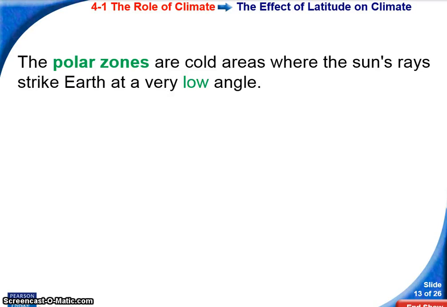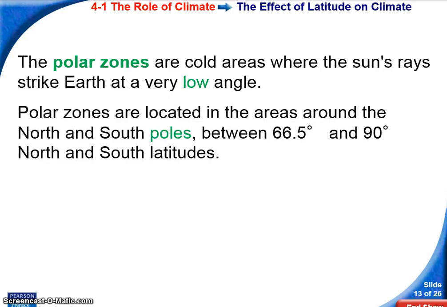The polar zones are cold areas where the sun's rays strike the Earth at a very low angle. These polar zones are located in the areas around the North and South Poles between 66.5 degrees and 90 degrees north and south latitude.